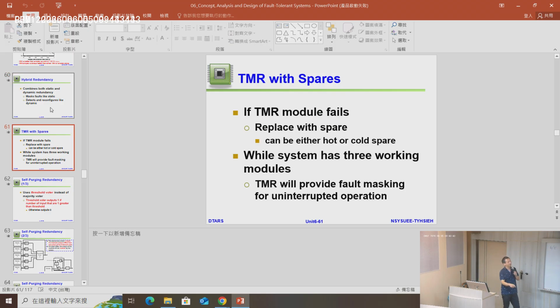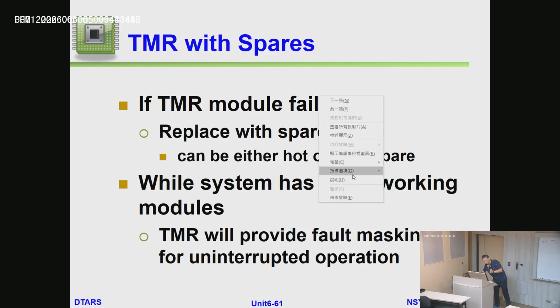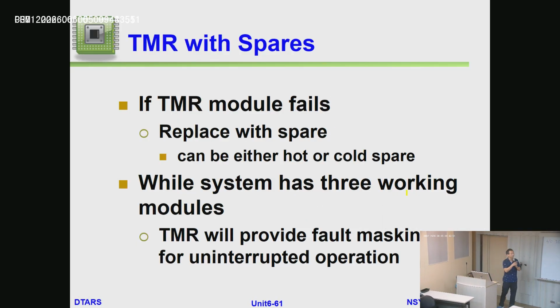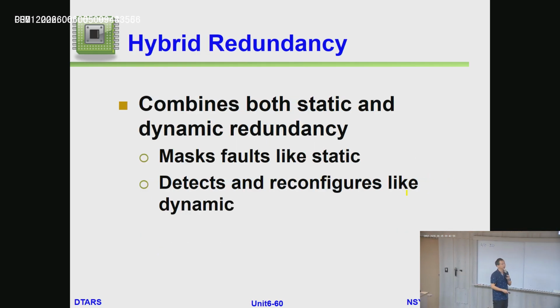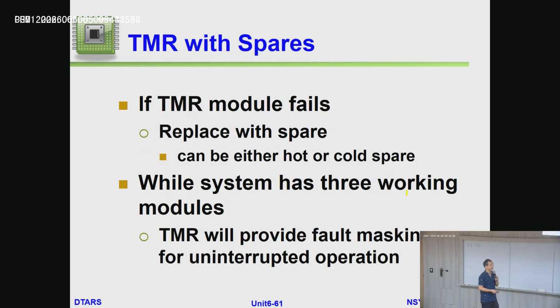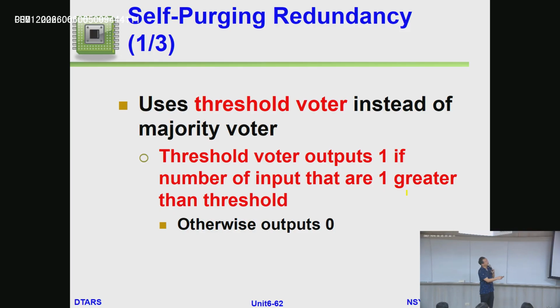One example is this one, TMR with spares. So when you prepare for the final examinations, ask yourself how TMR with spares can achieve these two goals. This is one example we discussed last week. The other example is this one, self-purging redundancy. This is also a representative method for hybrid redundancy. And here purging means 净化, just like you purify your water.